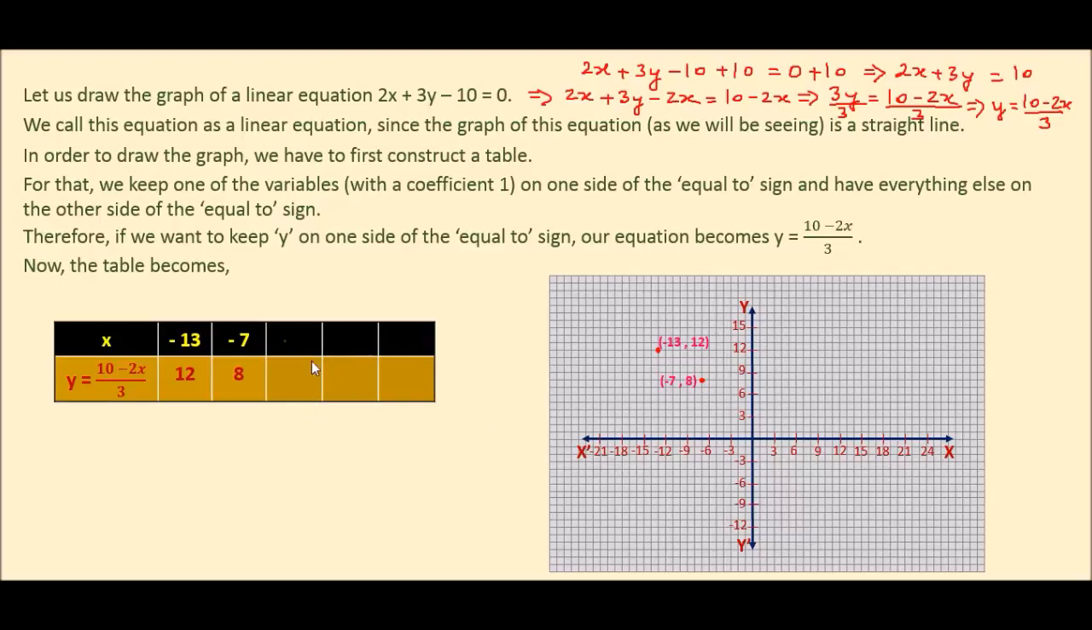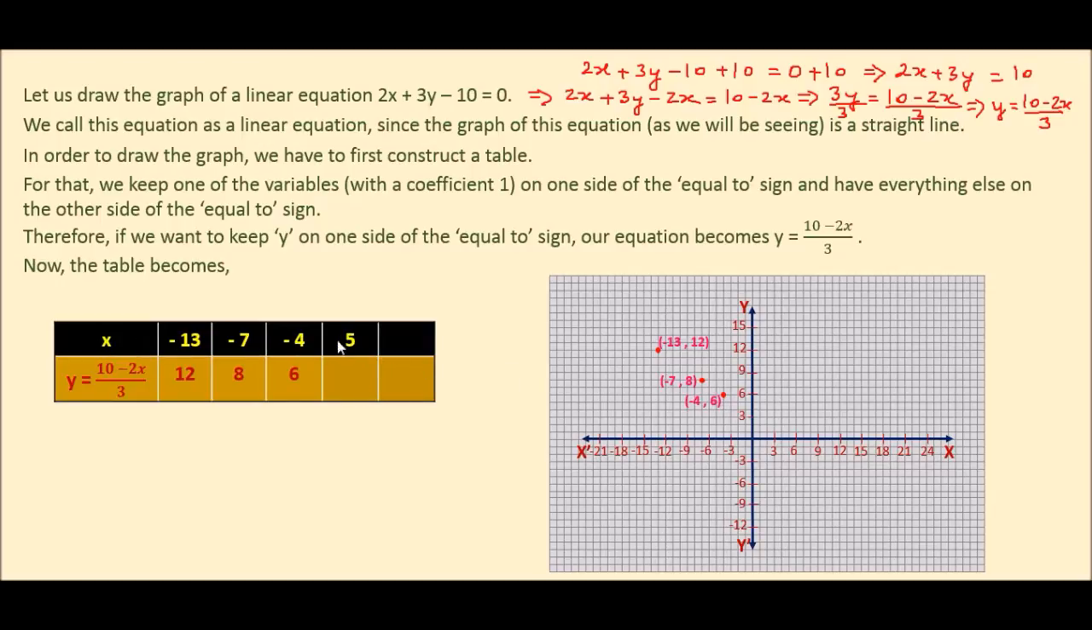Third value of x is negative 4. 2 times negative 4 is negative 8 and negative of negative 8 is a positive 8. 10 plus 8 is 18 divided by 3 is a positive 6. Corresponding point on the graph paper will be this one. Negative 4, and this is positive 6.